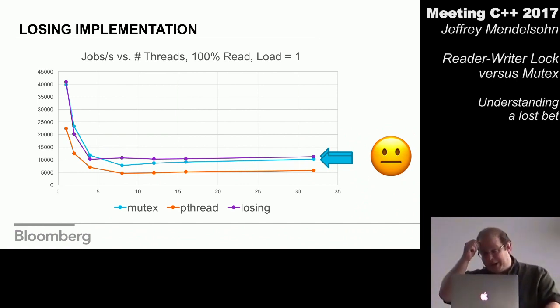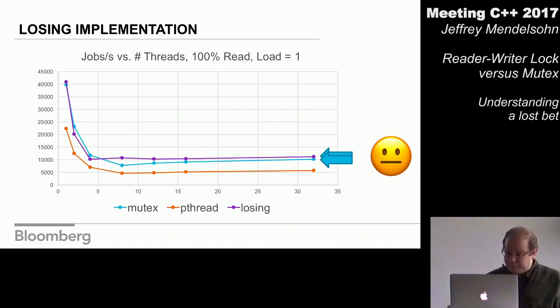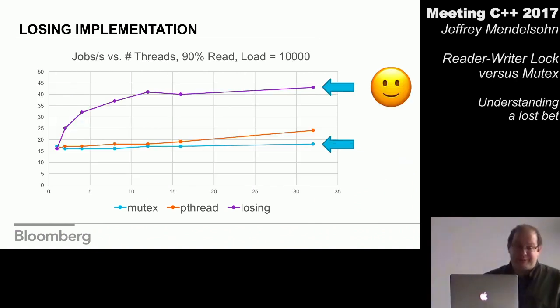Okay, so recap so far. On exclusive reading, this implementation did pretty well. It crushed mutex when the hold times were very long, as you would expect, and it did what we want except for the scalability. So let's mix the workload a bit. Let's move to 90% readers, 10% writers.